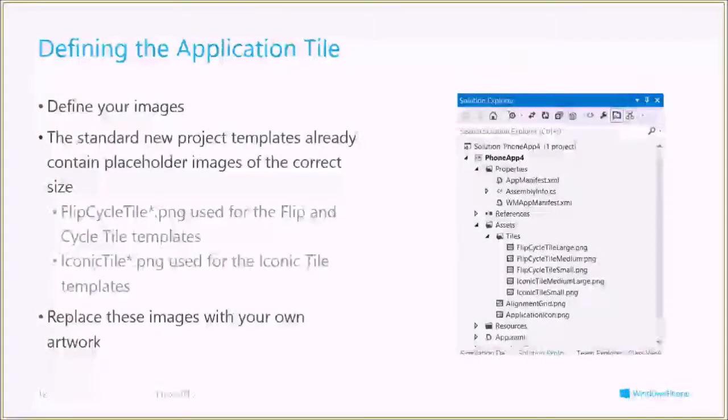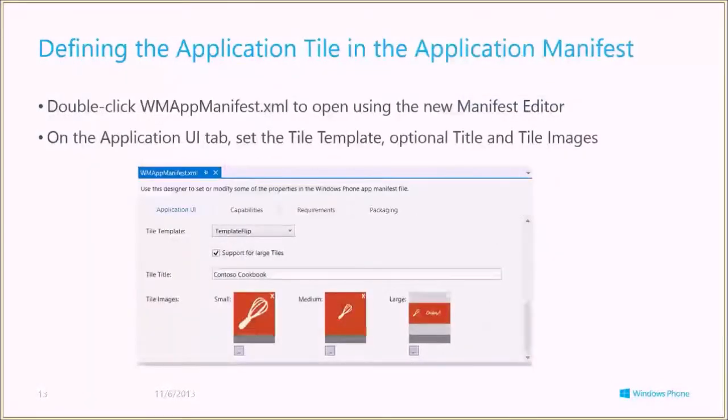So you define the application tile. All you have to do is put the images and the assets on the tiles. Whenever you create a Windows Phone project in Visual Studio, you get this as a default template. You can just replace these ones with the images you'd like to use, with your own artwork. To define the application tile in the application manifest, you double click on the Windows Mobile App Manifest.xml, and then you can browse and replace these images. You can check if you want the application to support larger tiles or not, and which tile template you'd like to use in your application.